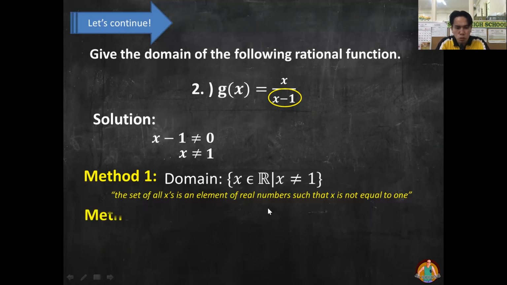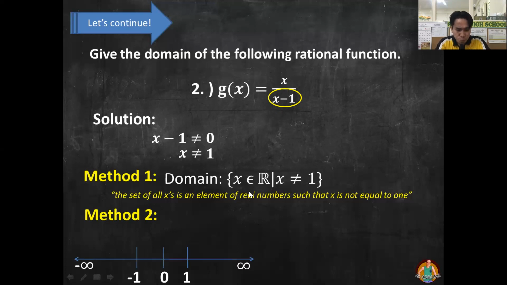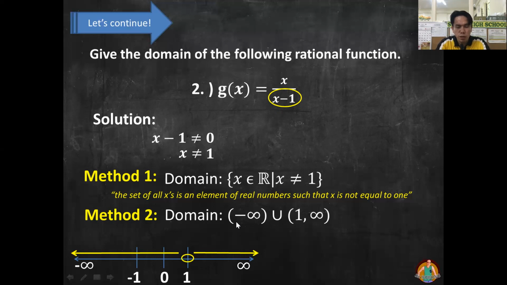Or pwede rin itong si method 2 using the roster form. So, using our number line, okay, so ano yung restriction natin? Our restriction is positive 1. So our 1 is not part of the solution. So from 0 to negative infinity and from, let's say, greater than positive 1 to positive infinity is part of our solution. So paano siya gagawa ng notation or ng roster? Okay, ganito. So our union of negative infinity and 1, and positive infinity.